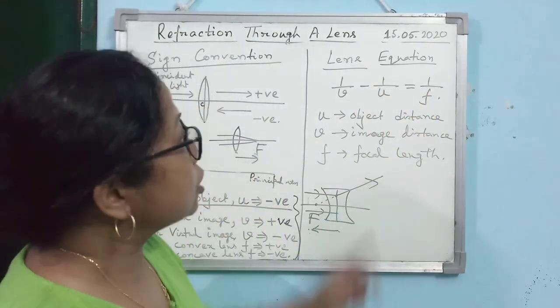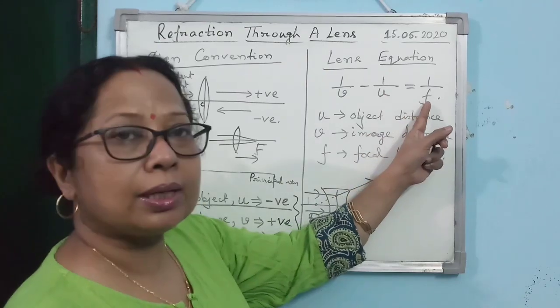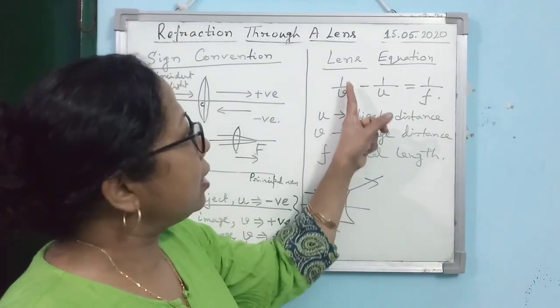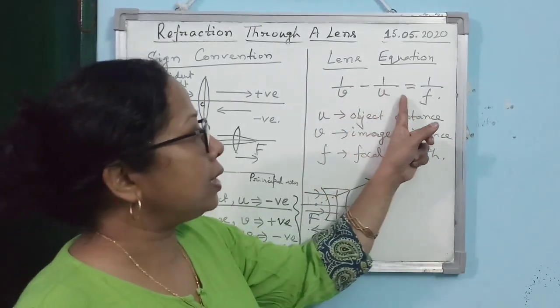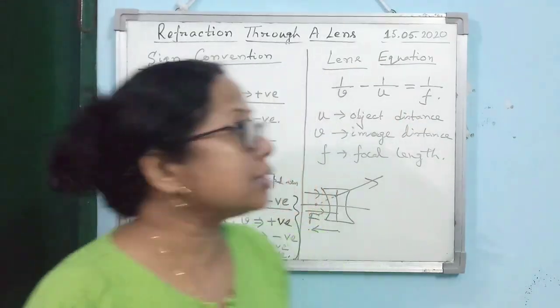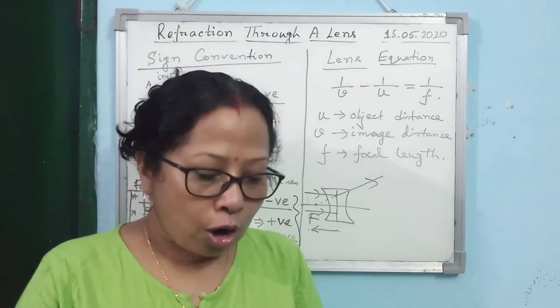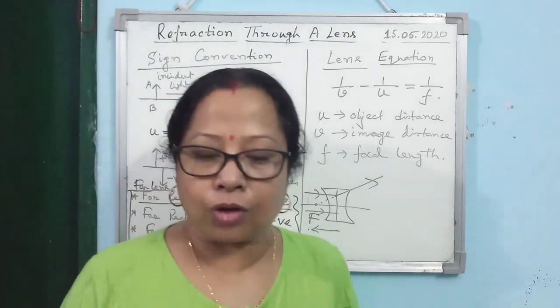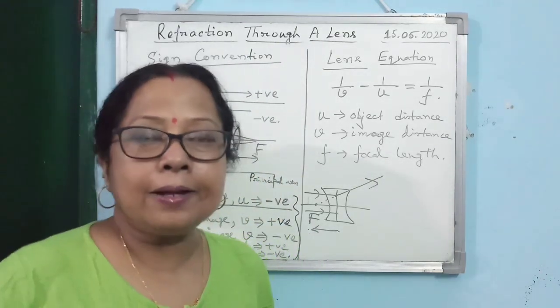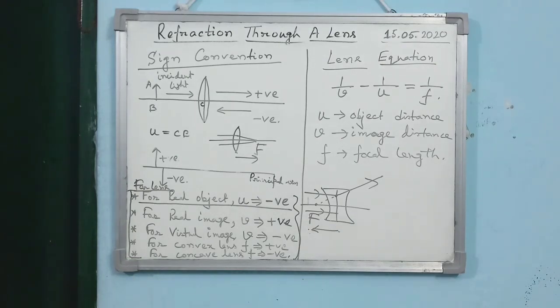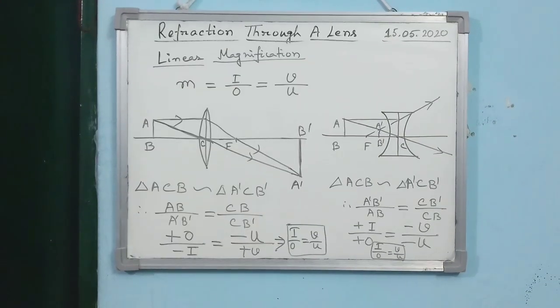Is that clear? So this equation you have to learn and remember. What is that? 1 by V minus 1 by U equal to 1 by F. V stands for image distance, U stands for object distance, and F stands for focal length. Alright. And another point you must remember, in the lens equation you are supposed to use the sign convention. Next topic is linear magnification.